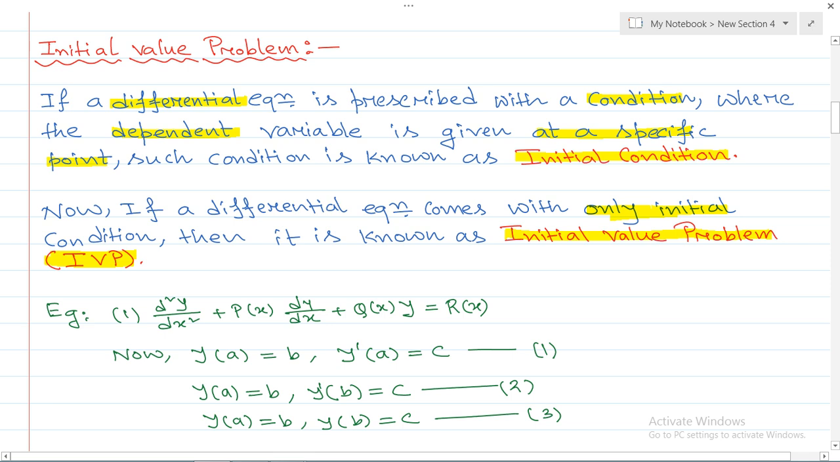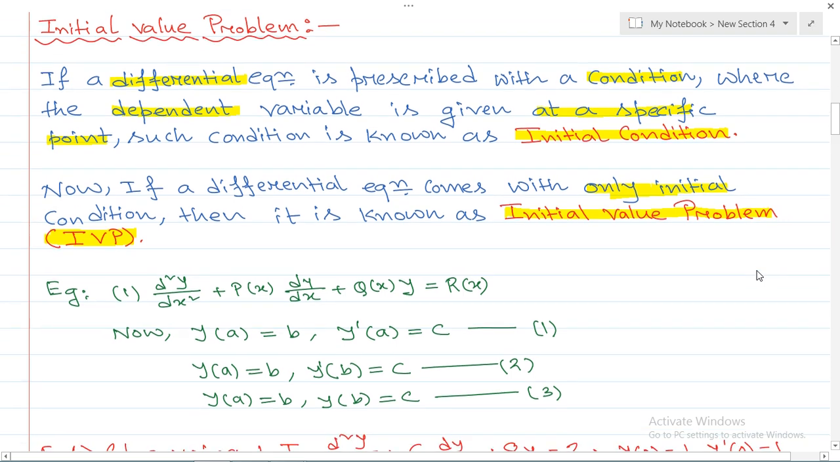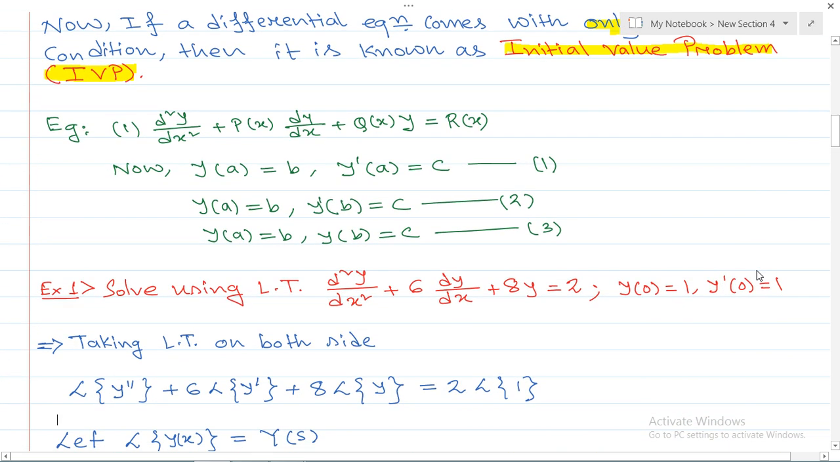Basically with the Laplace transformation we are going to solve this kind of initial value problem only. We are not going to solve boundary value problems. Suppose, for your understanding, I have given three conditions based on one differential equation.